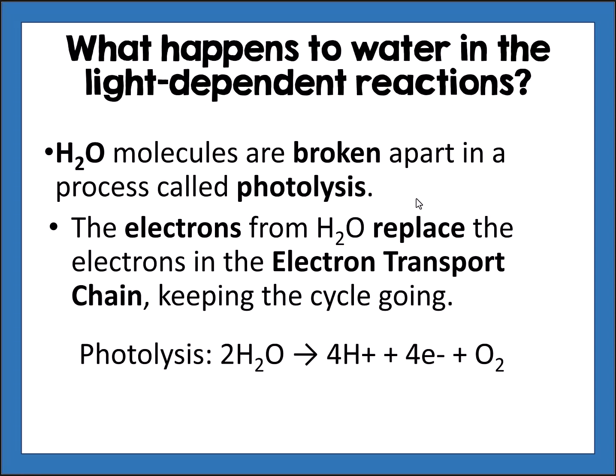So the photolysis process here is that two water molecules are entering the reaction and they are giving off 4 hydrogen protons, 4 electrons, which are going to go to the electron transport chain, and the remainder is going to be oxygen. So that's how the oxygen gas is being released from this process.